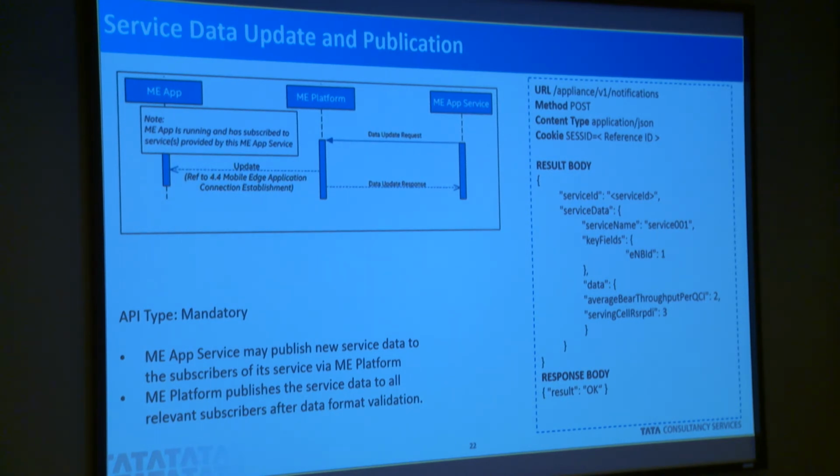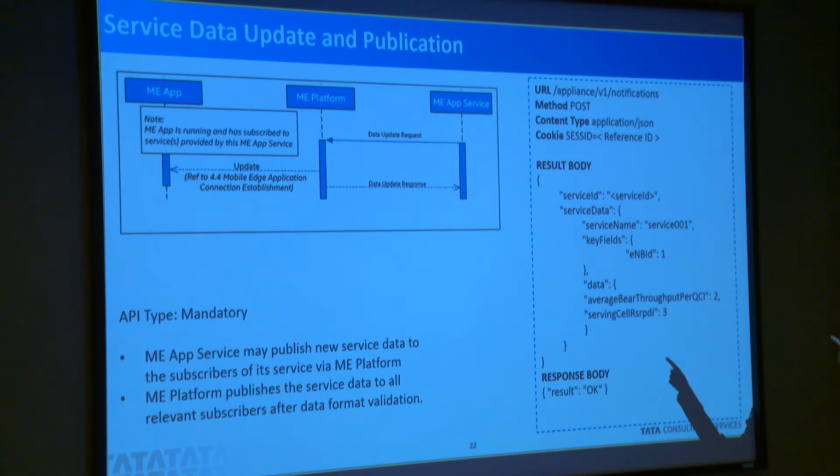Similarly, I can go and do some service data update and publications. If I have to publish some services, this is how I do it. So when I use this particular notification, you can see the data update request. For example, if one particular service wants to publish this information to all the other services which are listening to that particular data point.